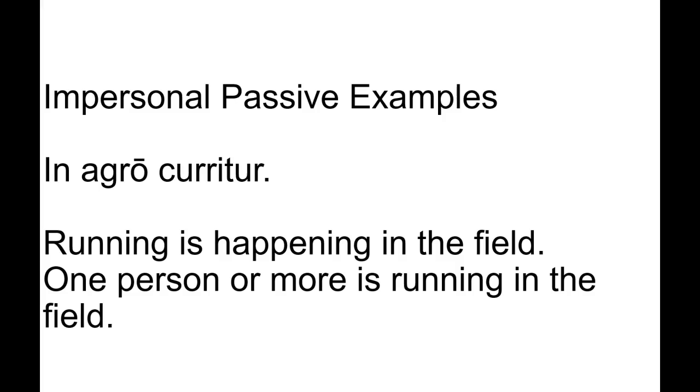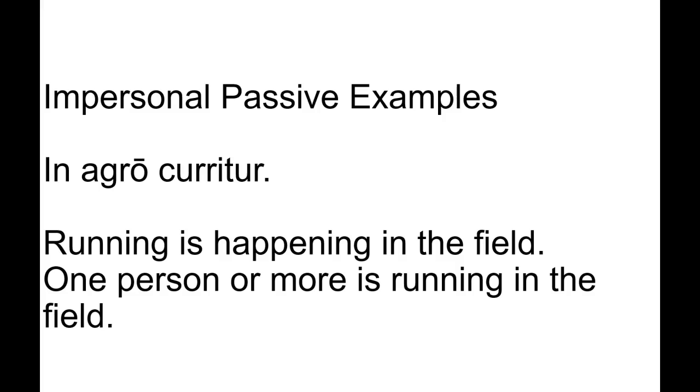So a sentence like in agro curritur seems to be almost impossible to make from an English speaker's perspective, right? The verb currere cannot have a direct object accusative, so how can you possibly make a passive verb form? Well, there it is: in agro curritur. One finds verb forms like this pretty regularly in Latin.